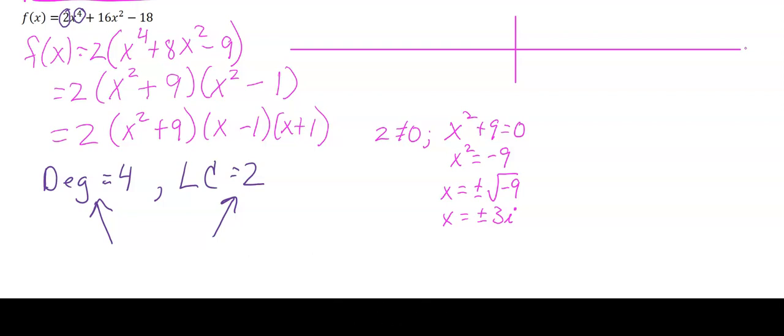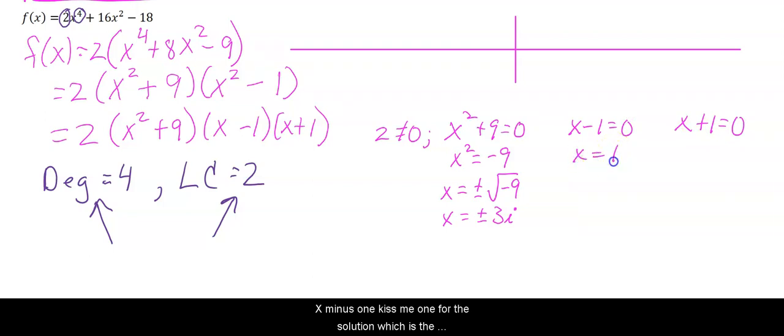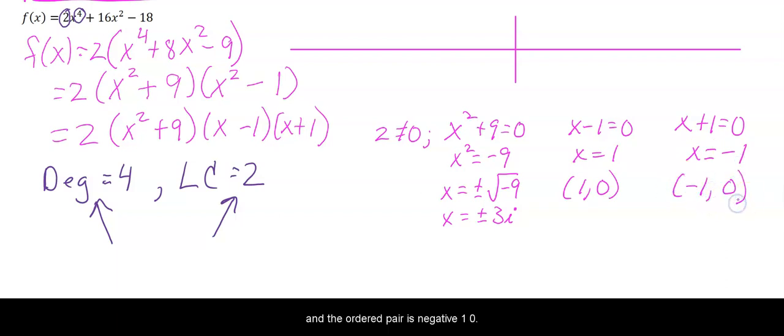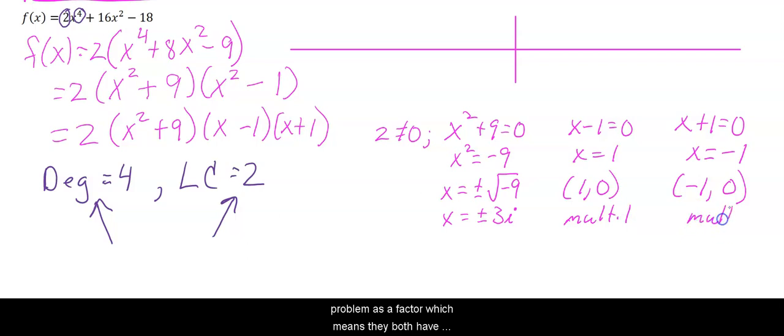they don't exist. That means our x-intercepts have to be coming from x minus 1 equals 0 or x plus 1 equals 0. X minus 1 gives me 1 for the solution, which is the ordered pair 1, 0. X plus 1 equals 0 gives me negative 1 for the solution, and the ordered pair is negative 1, 0. Each of those occurred only one time in the original problem as a factor, which means they both have multiplicity of 1.